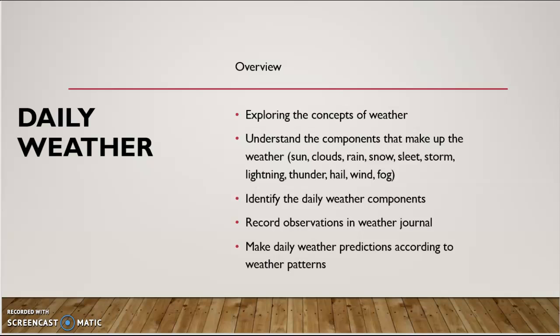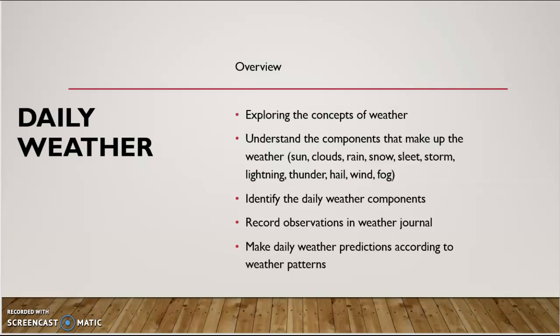And then what we're going to do in this lesson is we're also going to identify what the daily weather components are. So what you realized this morning when you looked outside, when you walked outside, what was the weather doing? We're going to record our observations in our weather journals every day. And every day we're going to make predictions on what we think tomorrow's weather is going to be. And then we'll come back and see if our predictions were correct.